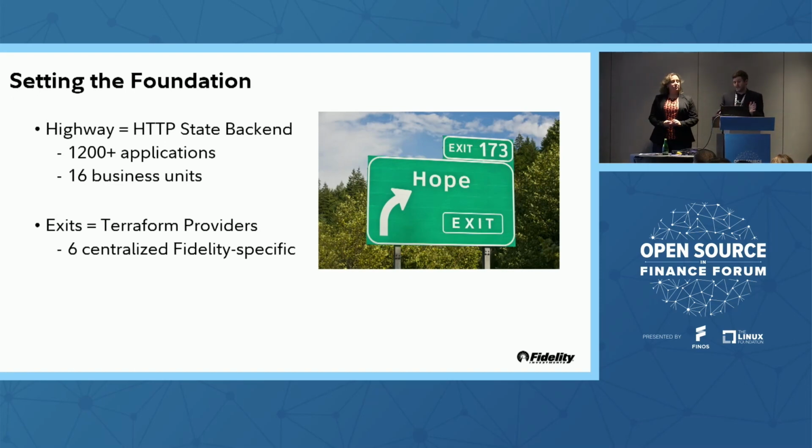So going back to our analogy with the infrastructure and the highway, what we actually have as the highway is the Terraform HTTP state backend. This was a strategic decision made to pave the path, or the highway in this case, and that state backend is what's enabling everything else. If you're not familiar with Terraform, having a state backend is super important for being able to use Terraform effectively.